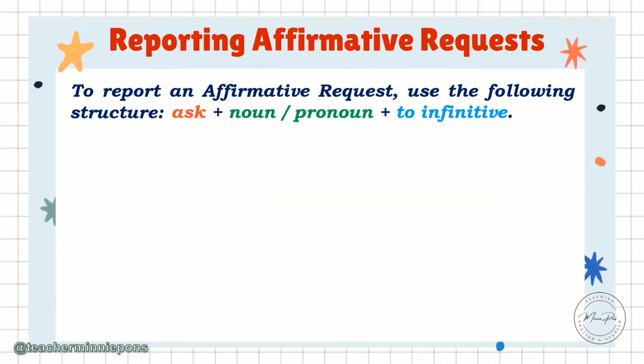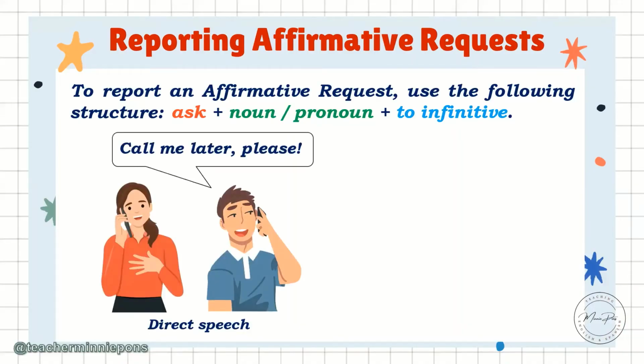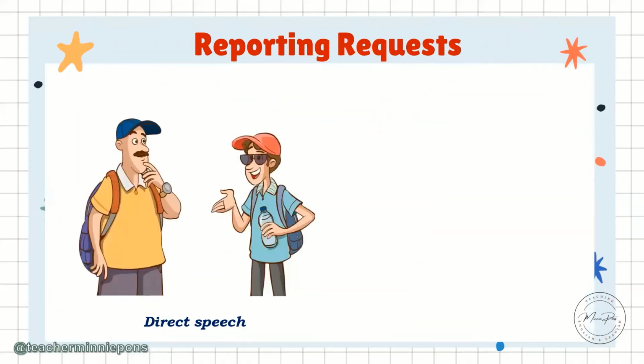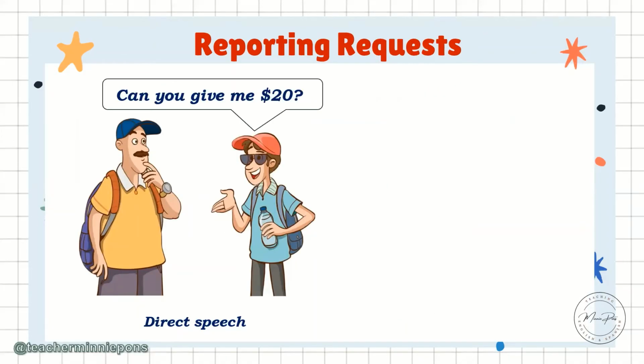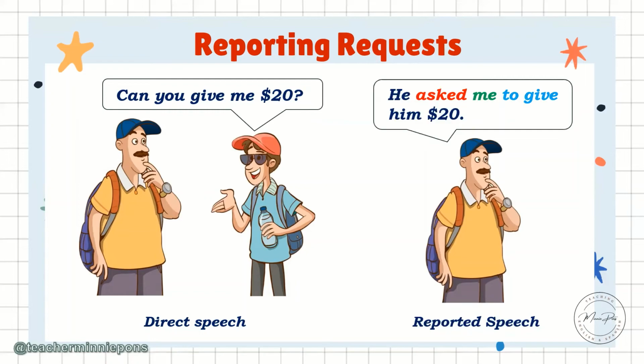How can you report affirmative requests now? To report an affirmative request, use the following structure. The verb ask plus noun or pronoun plus to infinitive. For example, in the direct speech, "Call me later, please." Reported speech, he asked me to call him later. Another example, direct speech, "Can you give me 20 bucks?" Reported speech, he asked me to give him 20 bucks.